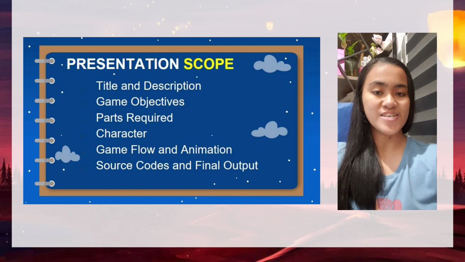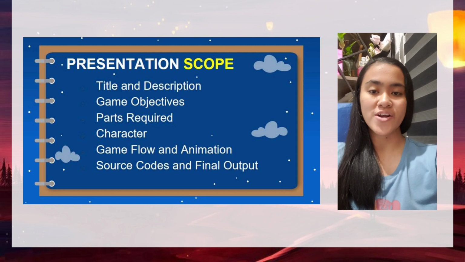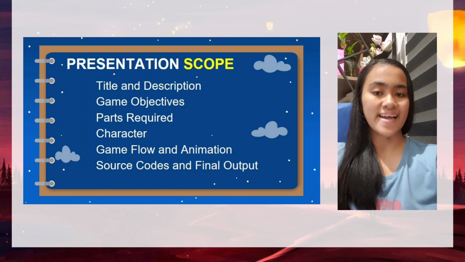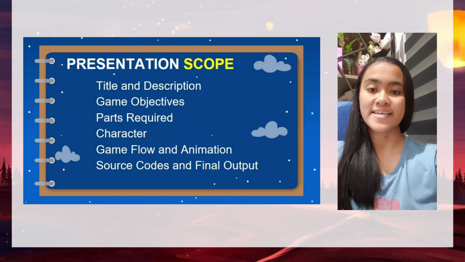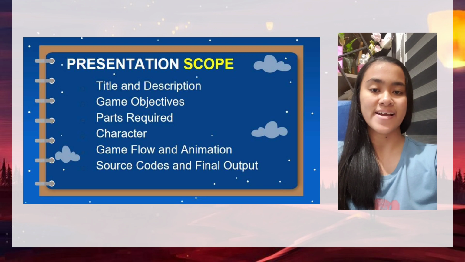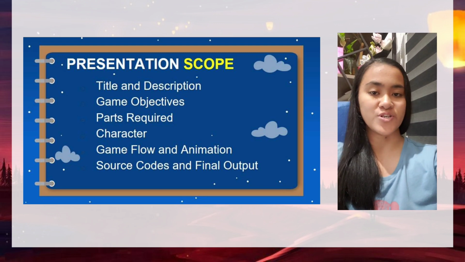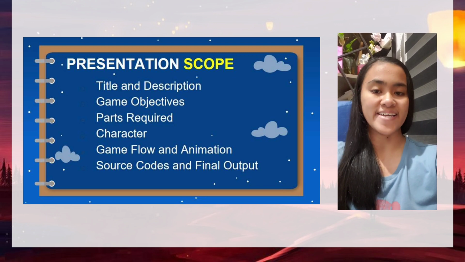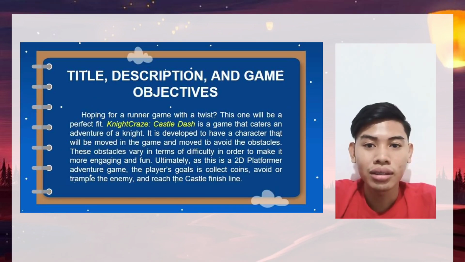Welcome to the presentation. We will now go over the following: title and description, game objectives, parts required, character, game flow, animation, source codes, and final output. Title, description, and game objectives.